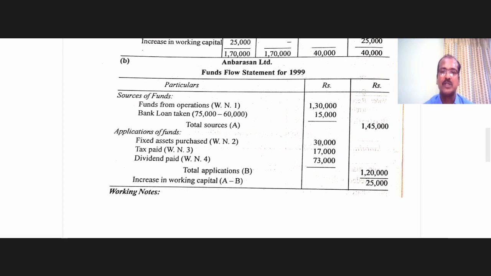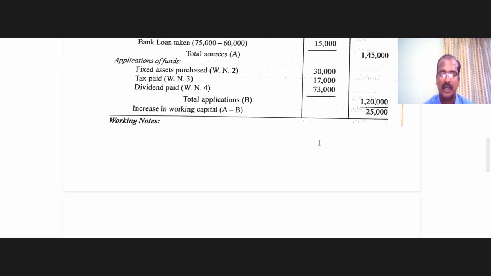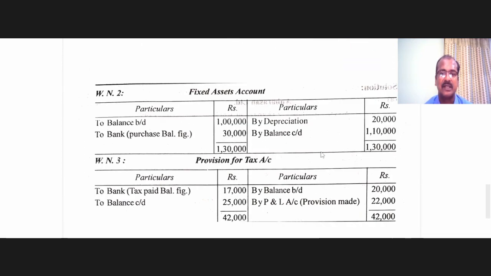Now we will look at the funds flow statement. Finally, look at the workings. I am sure the working should have been done for provision for tax, then the fixed asset account. For these two accounts, they would have done workings, ledger accounts. What about adjusted P&L account? In this problem, it is not required. We will calculate funds from operation very easily even without preparing the adjusted P&L account.